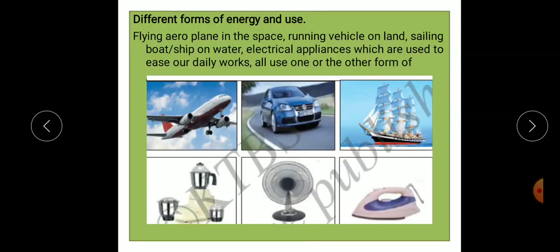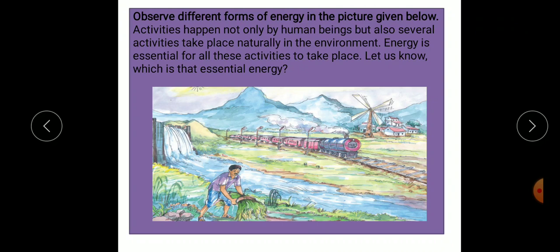Next is different forms of energy. You can see in the images, students, here. A flying aeroplane in the space, running vehicles on land, sailing boats and ships on water, electrical appliances which are used to ease our daily work, all use one or the other form of energy. You can observe different forms of energy in the picture given below.